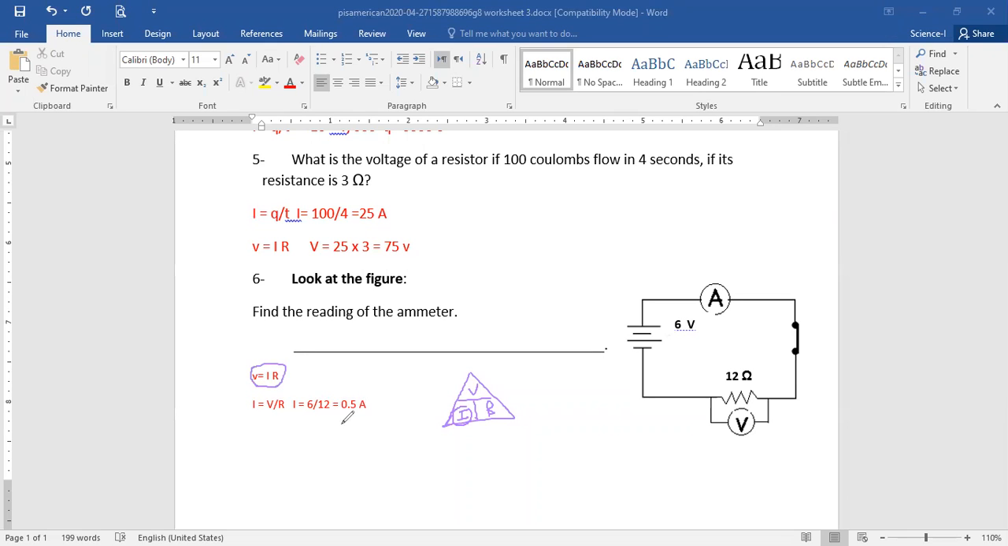You got the idea? Okay. I is the current, which is measured by the ammeter. Yes, okay. This ammeter is a device, a tool, used to measure the current, and the current is measured in a unit called ampere.